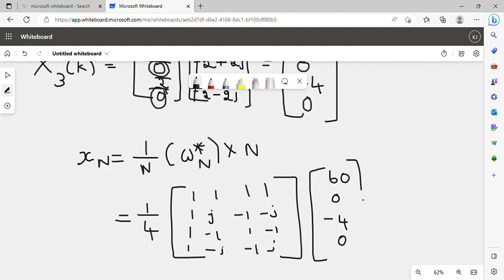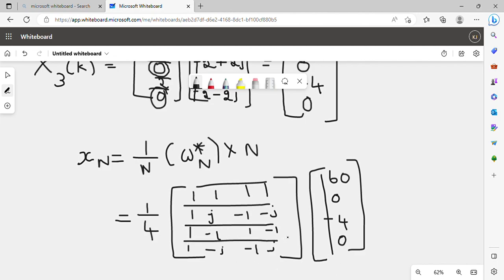Now, if I do the process, what is the process? You have to multiply this row to this column, and this row to this column, and so on for each row. Here this is really easy because you have got a 0, so you will get the resultant easily. That is, here it is 60 plus 0 plus 4 plus 0.